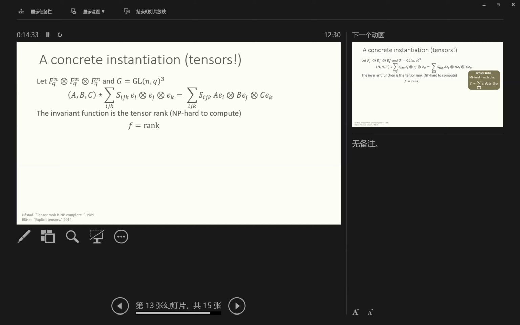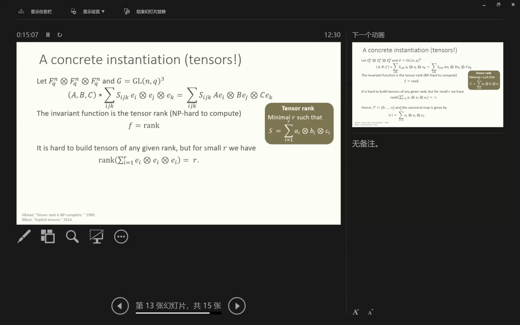The main function we choose is the tensor rank, defined as the minimal R such that the tensor can be written as the sum of R rank 1 tensors. Rank 1 tensors are tensors of this form. And it is known that, first, the rank is invariant under the action of G. And moreover, most importantly, it is NP-hard to compute in general.